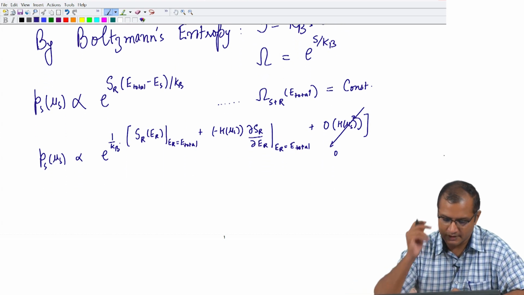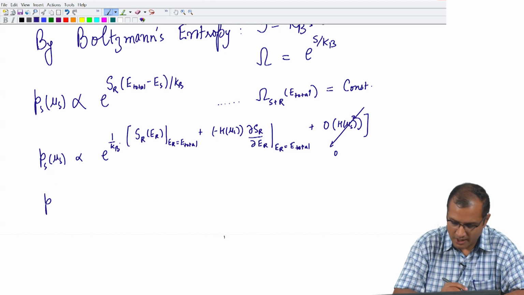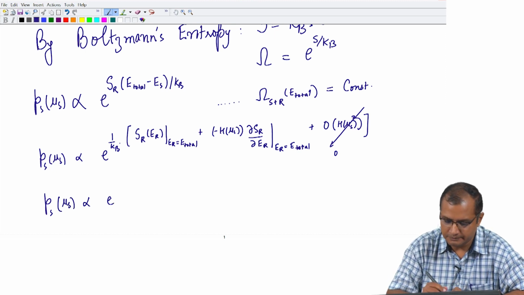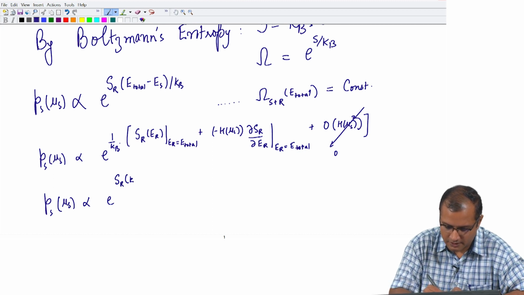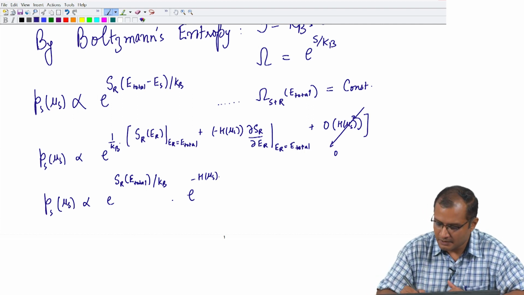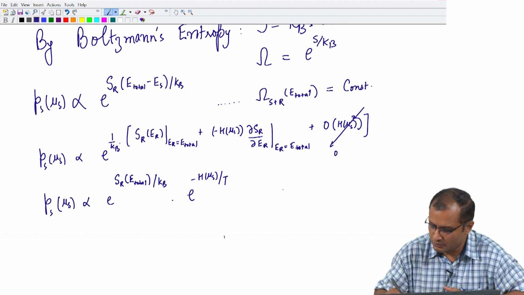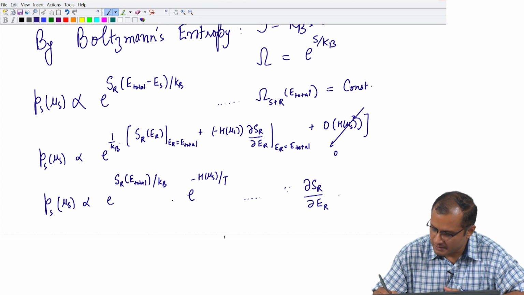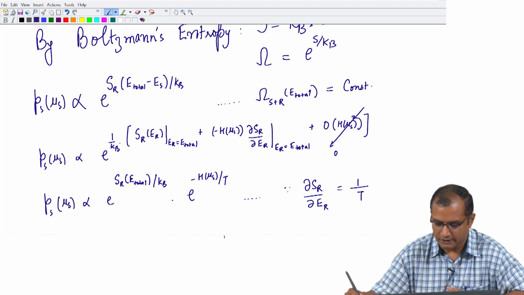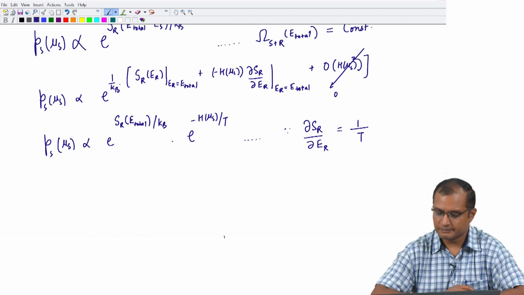So, this can be simply written as, I can take this P of mu s as simply proportional to e to the power S r E total over k b into e raised to minus h mu s, and dS by dE is nothing but the temperature of the reservoir. So, I am going to write down from the thermodynamic definition of temperature that this quantity is nothing but 1 upon temperature of the reservoir. Okay. So, now you can simply, upon kBT of course.